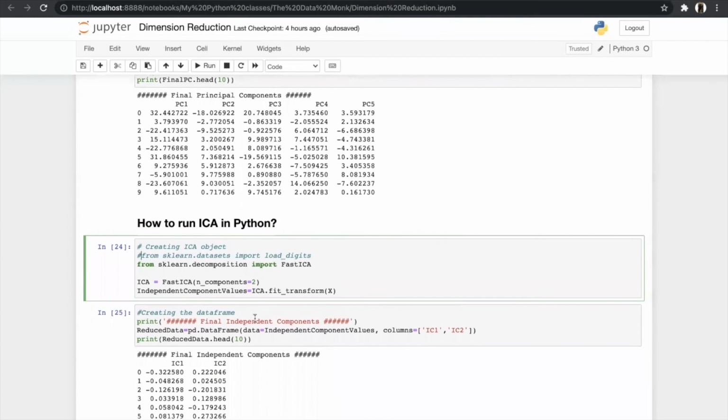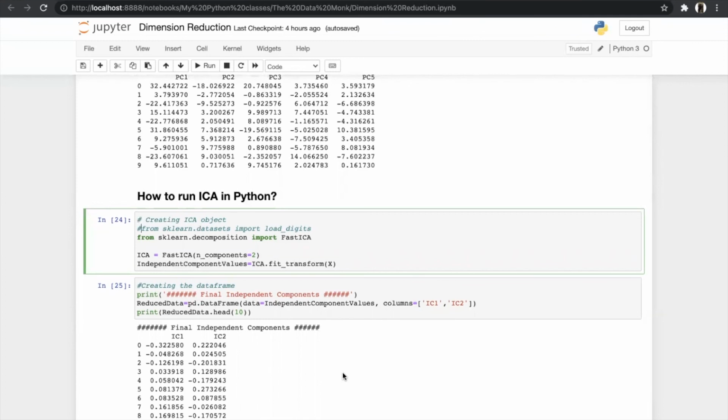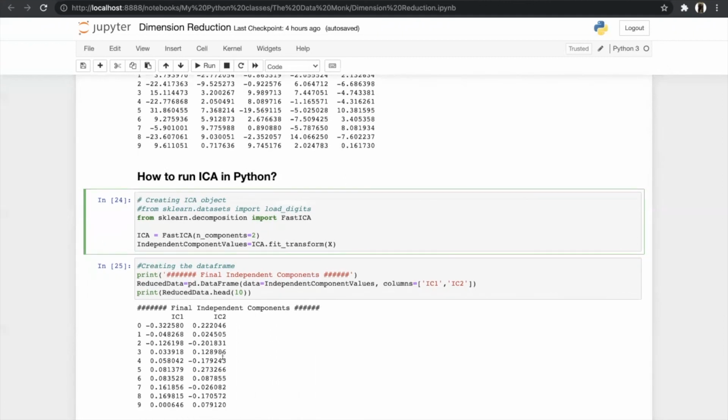Then after assigning the n_components value, we will fit our data into the model. So we have fitted our data into the independent component values, and afterward we have created the data frame for the independent component values. You can see we have created our data frame, and there are only 2 columns as our n_components was 2: IC1 and IC2. This is the head of our data, where we have reduced our full data into only 2 columns, IC1 and IC2, and they both are our independent components.